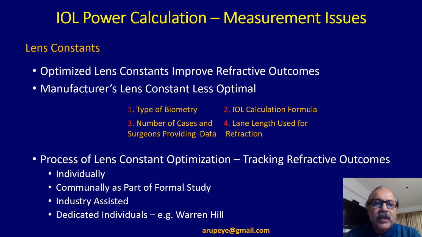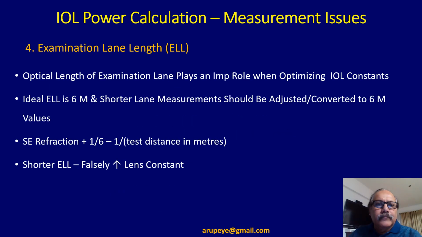The problem happens when I use a new type of lens which I have not used before and which is not present in these websites. In that situation, I would start off with the lens constant which is written on the box, and then depending upon the postoperative outcome, for every 10 patients I would change the A constant by a decimal of 0.1, either upwards or downwards. And in case the surgeon wants to optimize the lens constants, there are various ways it could be done, which are enumerated here.